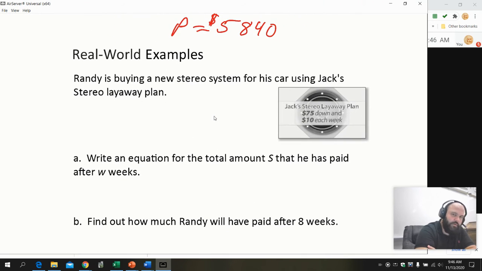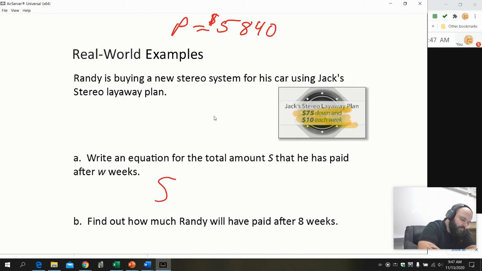Okay, so real world example number 2. It says Randy is buying a new stereo system for his car using Jack's stereo layaway program. And right here you can see what the layaway program entails. It says it's $75 down and then $10 every week. So it says write an equation for the total amount S that he has paid after W weeks.